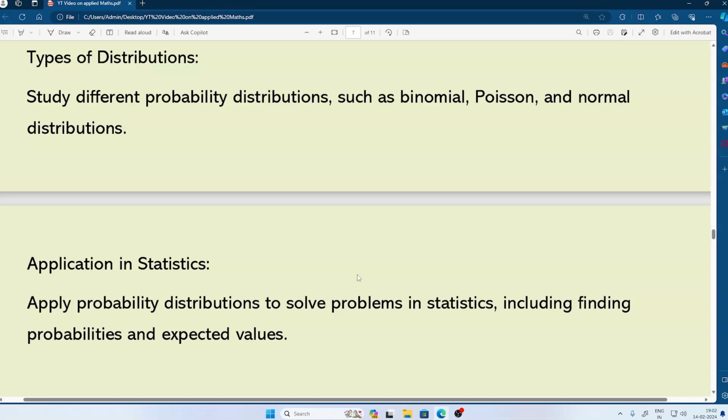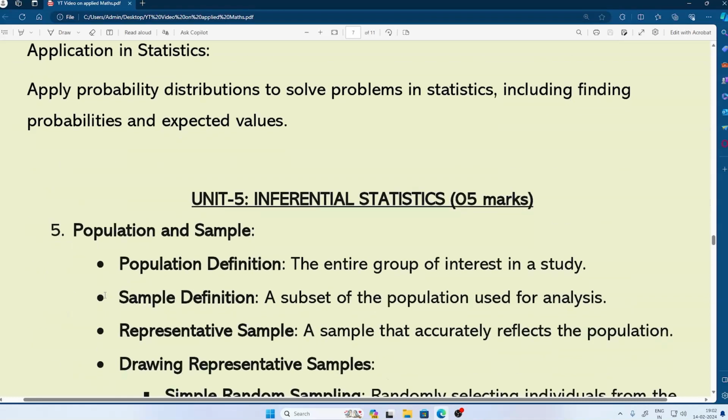Nothing is less important, nothing is very important. This you have to study. You cannot avoid probability in class 12. This is very scoring. Now the application of probability in statistics, expected value, all these things we will do.